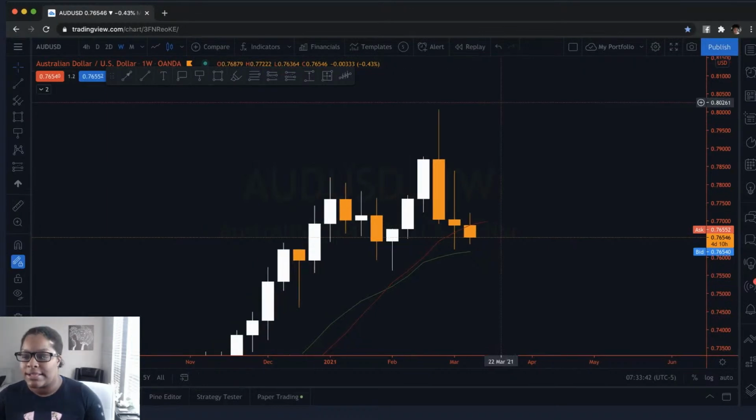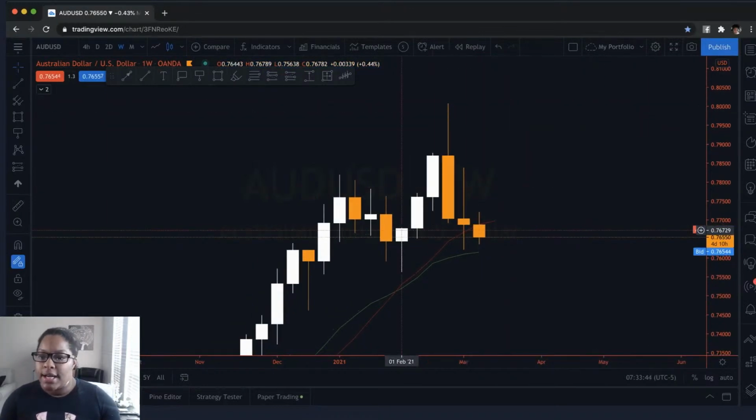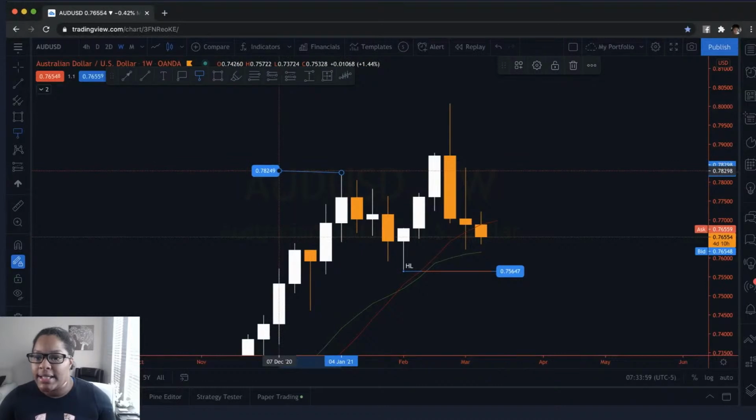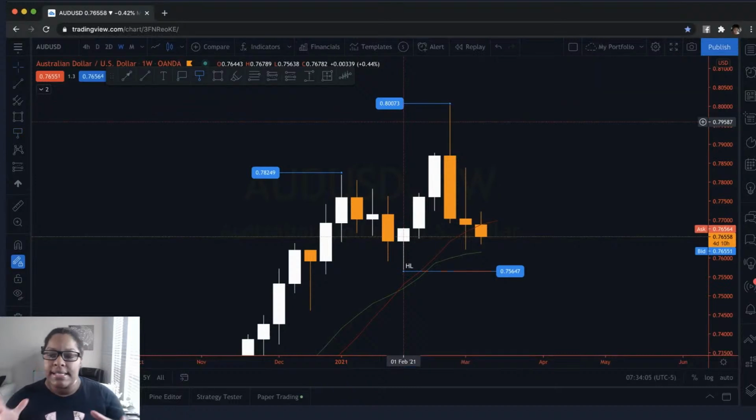Okay, so what we're going to do here is confirm. Same rules once again. I see that we have a higher low here, so we have a weekly higher low, and then a weekly higher high, and then another weekly higher high right here again. So it's going to be in the same areas on the daily time frame.